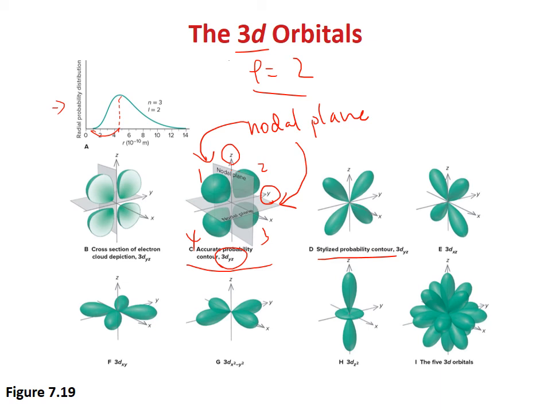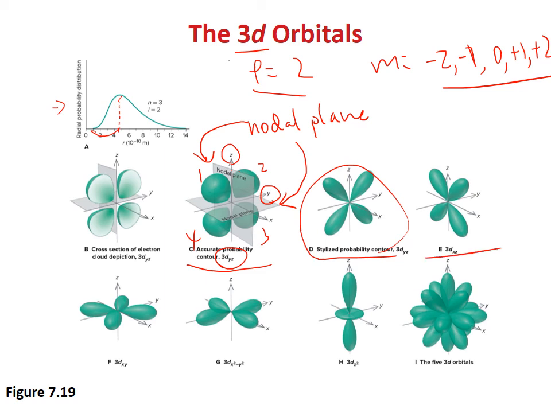For L equals 2, we already know this should have 5 orientations because M can be -2, -1, 0, 1, and 2. So 5 orientations. This is only one orientation, and there are 4 more, and that is 3dxz, 3dxy, 3dx squared minus y squared, and 3dz squared. So put them all together, and that's the diagram for the 5 3d orbitals.